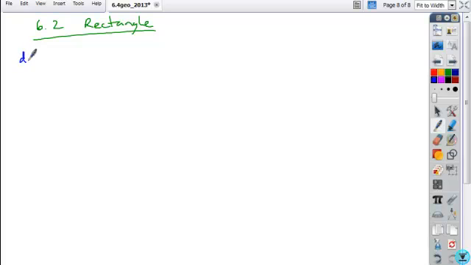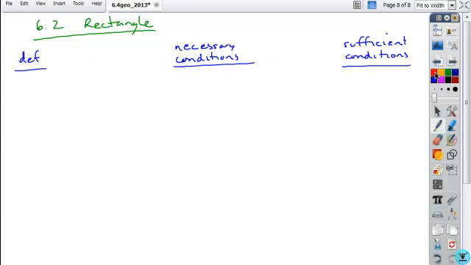And once again, we'll look at the definition, the necessary conditions, and sufficient conditions. All right, so a rectangle is defined as an equiangular parallelogram. And so that really is about it. It's a parallelogram that has all right angles, or 4 90-degree angles. And that is its definition. So that's how you would define a rectangle.